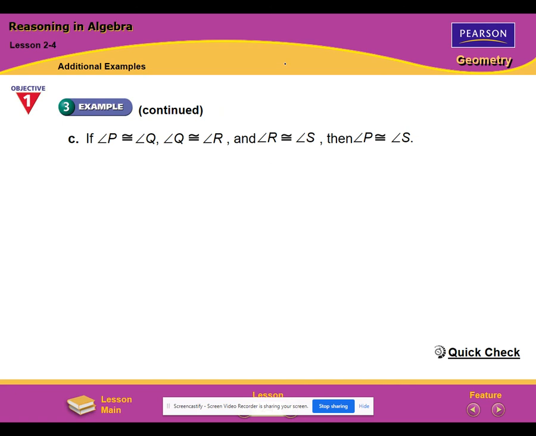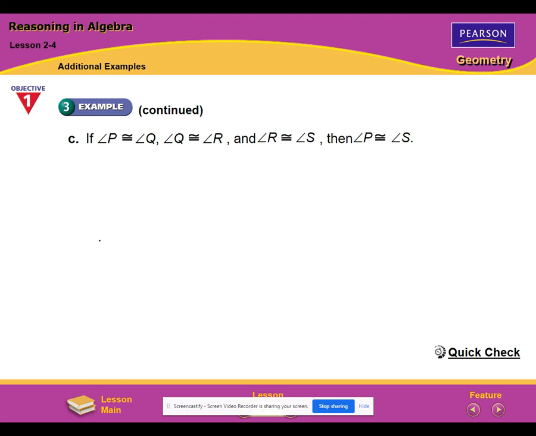What about this one? Look off the sheet if you need to. What does this illustrate? If angle P is congruent to angle Q is congruent to angle R, and angle R is congruent to angle S, then angle P is congruent to angle S. This would be the transitive property. In fact, this would be the transitive property twice. Transitive property of congruence. Whereas we were talking about equality before, now we're dealing with congruent angles. You see this symbol, that means congruence.